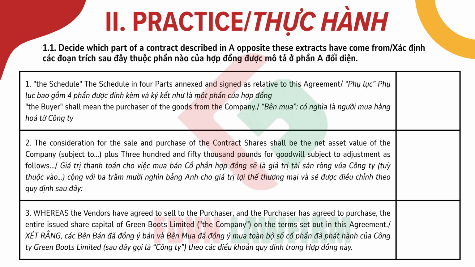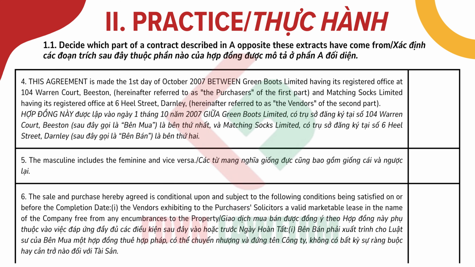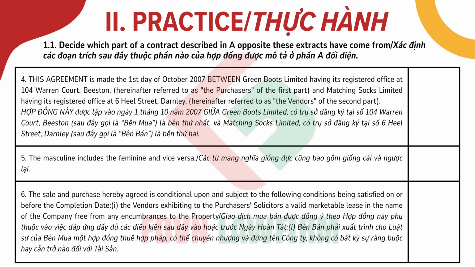3. Whereas the vendors have agreed to sell to the purchaser, and the purchaser has agreed to purchase, the entire issued share capital of Green Boots Limited, the company, on the terms set out in this agreement. 4. This agreement is made the first day of October 2007 between Green Boots Limited having its registered office at 104, Warren Court, Beeston, hereinafter referred to as the purchasers, of the first part, and Matching Socks Limited having its registered office at 6, Hill Street, Darnley, hereinafter referred to as the vendors of the second part.